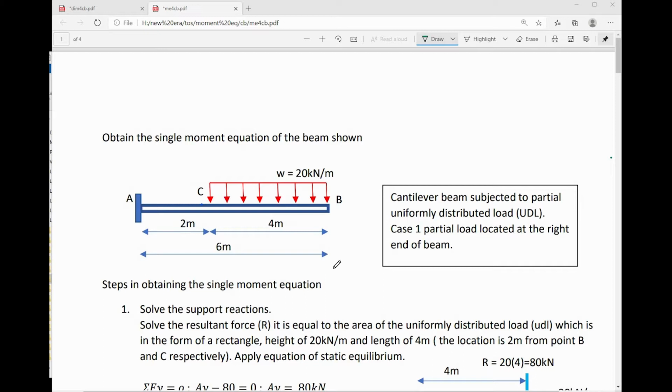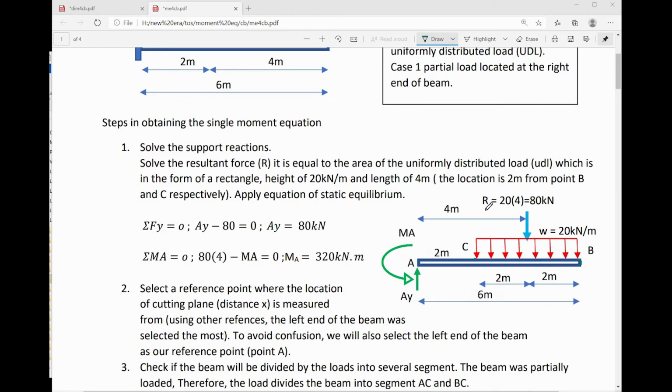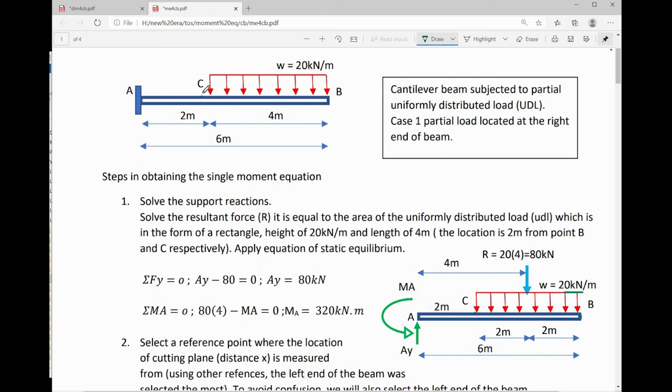We will now start in step number 1. We solve for the support reactions. Before we apply the equations of static equilibrium, we will solve first for the resultant, and it is just equal to the area of the load. Since the intensity is 20 kN per meter and it is applied in a length of 4 meters, that is from point C up to point B, the area is equal to 20, the intensity, multiplied by the length where it is applied, that is equal to 80 kN.